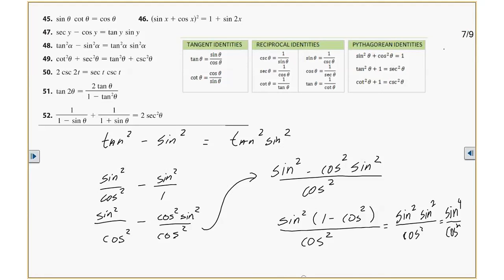At least I don't think it will. All right, any other suggestions? Well, I think we've got to go back and do something different. Now, we changed this into sine squared over cosine squared.